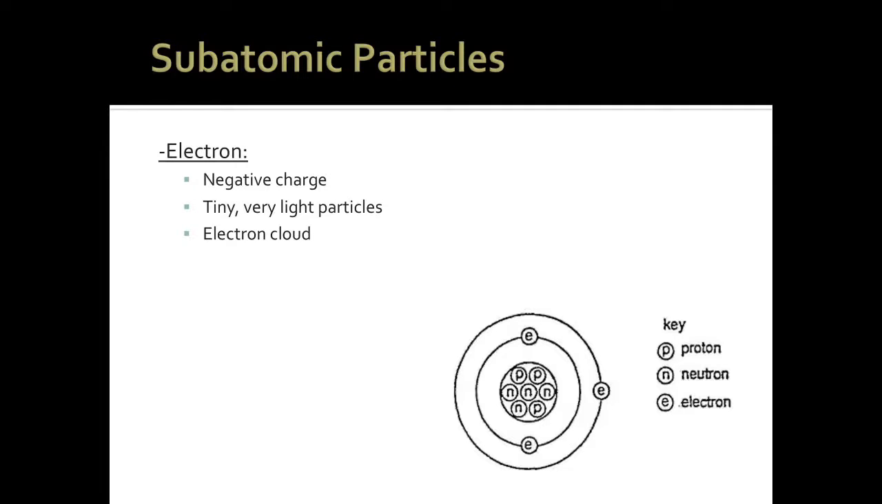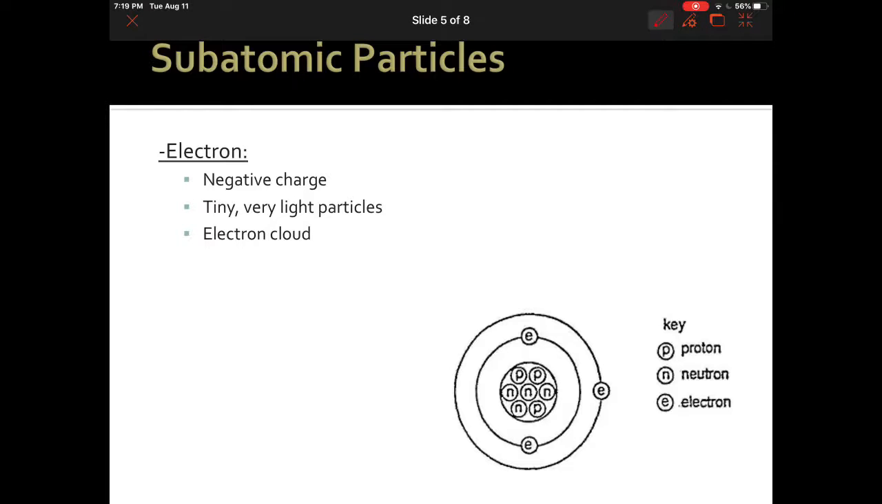Right, here's what we need to know about each of the particles. Electrons have a negative charge. In this picture down here, they are written as E, and a lot of times they'll be written with a negative sign. They're tiny, very light particles. So light, in fact, that we don't count them whenever we talk about the mass of an atom. And they're found in the electron cloud.